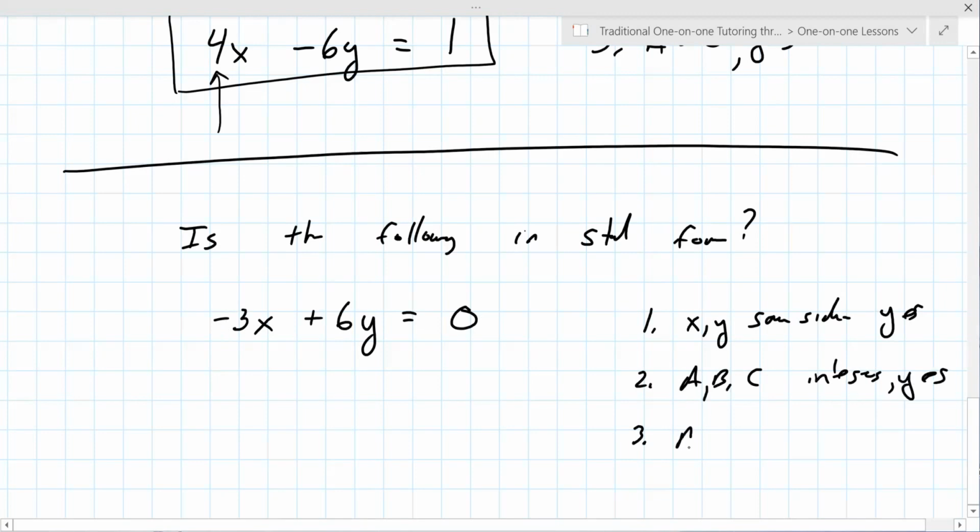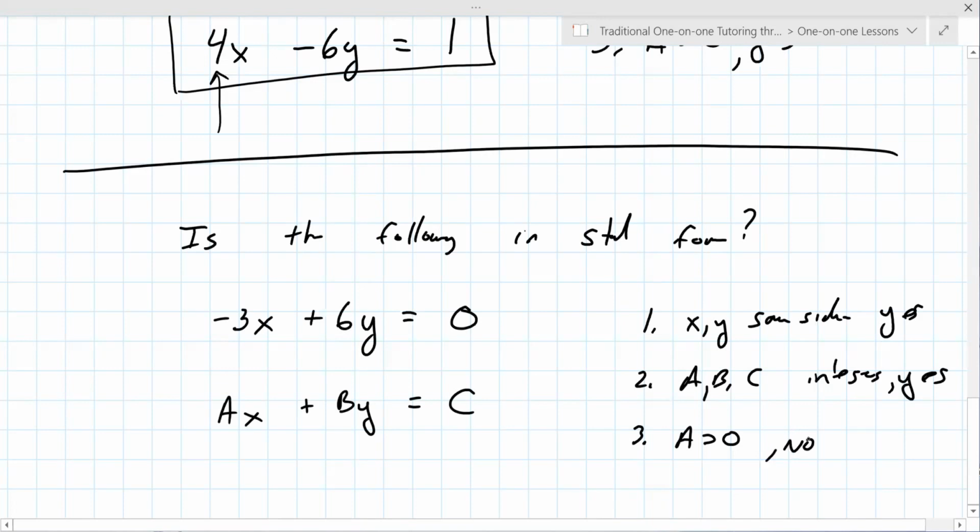Okay. Is a greater than 0? Which number is a in this problem? -3. Okay. Is -3 positive? No, it's a negative. So this is not in standard form.